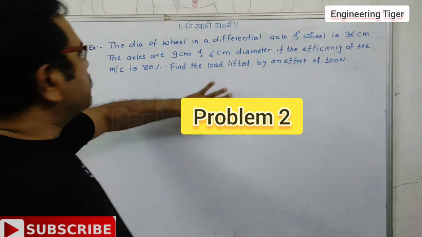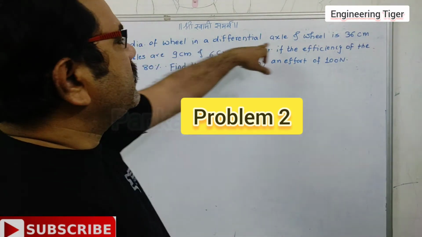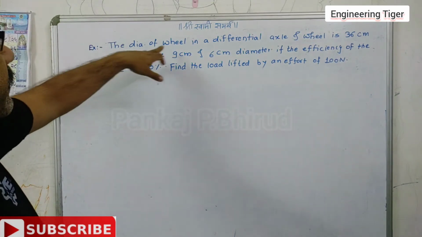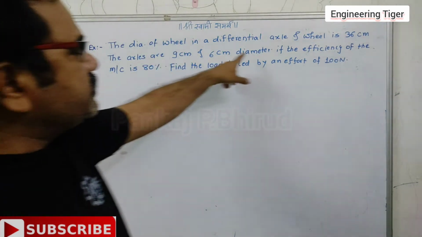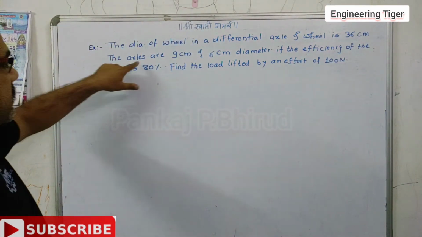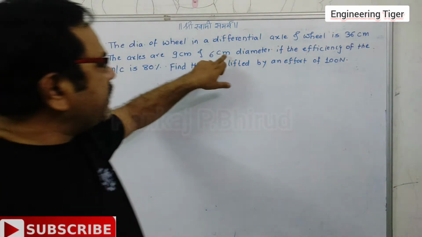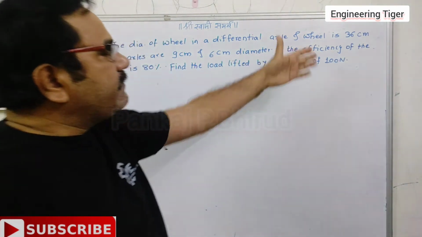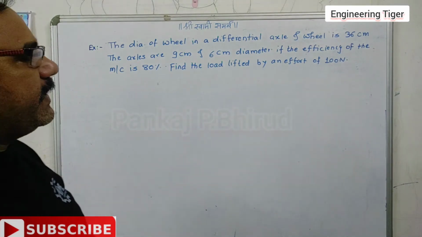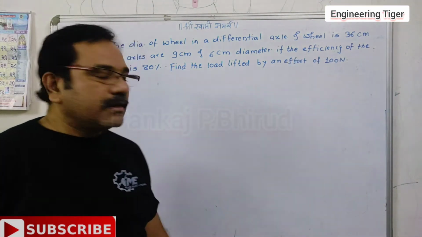Let us take the second example, of the differential axle and wheel. So here the example is: the diameter of the wheel in a differential axle and wheel is 36 cm. The axles are 9 cm and 6 cm in diameter. If the efficiency of the machine is 80%, find the load lifted by an effort of 100 Newton.